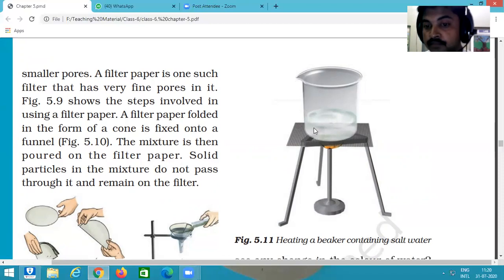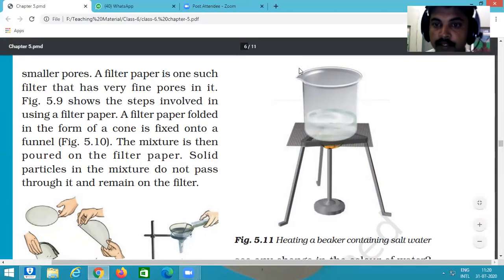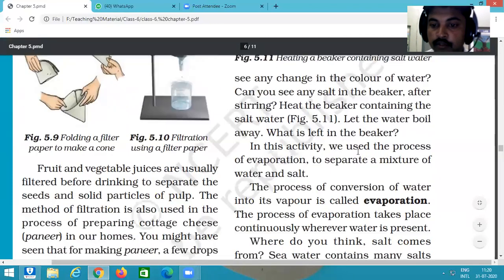So what we see is the solution starts to boil, and evaporation starts. The water converts into vapor. Water heats and converts into vapor. So the process of conversion of water into vapor is called evaporation. This process is evaporation. This process of evaporation takes place continuously wherever water is present; as long as water remains, the process continues.